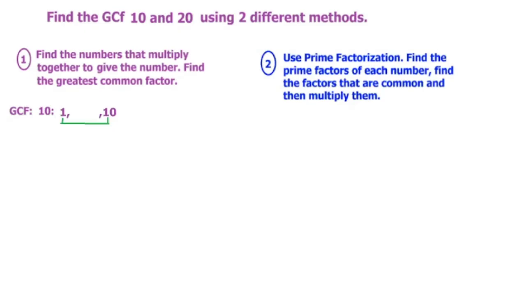So what multiplies into 10? We know 1 and 10 multiply in. Then we know 2 and 5 also multiply in. So we put the line here just to tell us that those are pairs that go together. Now let's do the same thing for 20.